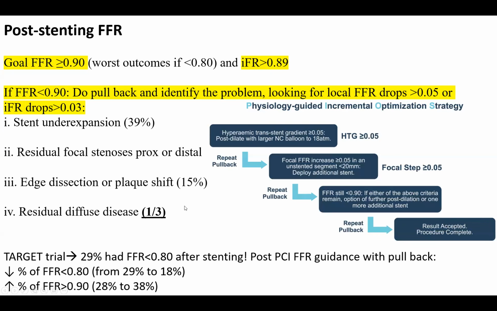Okay. So of course, you want your FFR to be over 0.90, but at the very least over 0.80 after stenting. Similar findings were found in another study with iFR called DEFINE PCI. Also in that study, 24% of patients had an iFR less than 0.89 after stenting. A good proportion of those are due to diffuse disease, but the majority are not diffuse disease. The majority are processes that you can fix. And you can identify those by doing a pullback and seeking focal drops. So you can have good spatial resolution with FFR or iFR post-stenting.